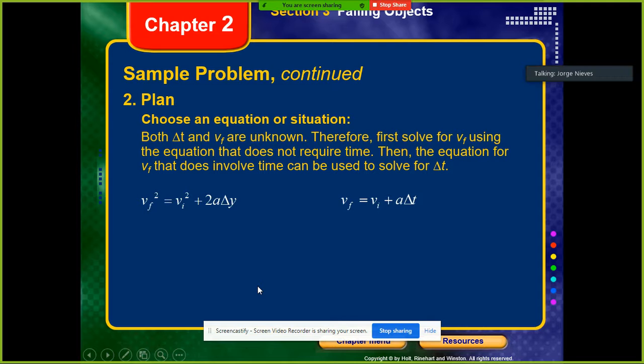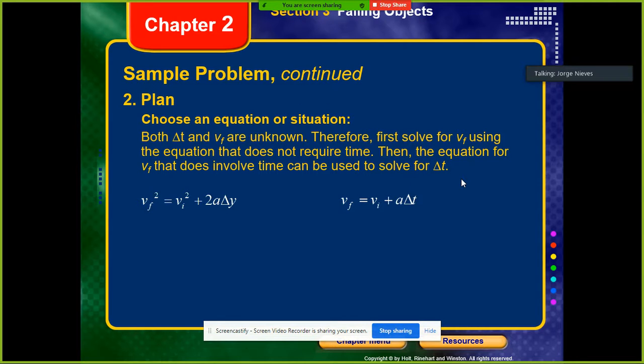Okay, so the plan we're going to do is choose an equation or situation. Both the change in time and the final velocity are unknown. Therefore, first solve for velocity, ¿verdad? Vamos a buscar primero la velocidad final para entonces resolver el tiempo, ¿verdad? First solve for final velocity using the equation that does not require time. Then the equation for final velocity that does involve time can be used to solve for the change in time.